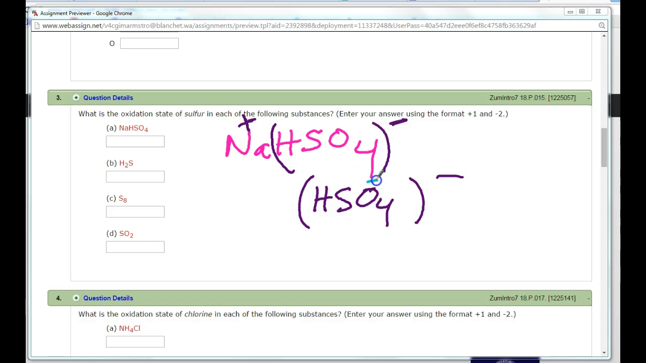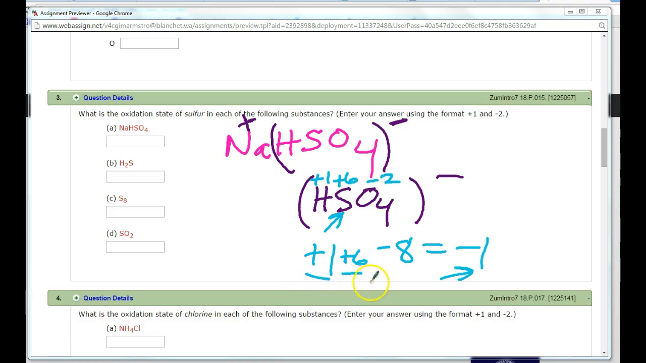We know that O is almost always a minus 2, so that's a minus 8. And that's a 1 minus. H is still a 1 plus, so we have a 1 plus. What must that S be to add up to a 1 minus? I think it must be a plus 6. So if we had plus 6 and a plus 6 and a plus 1, that would be a plus 7, and a minus 8, that would add up to a minus 1. So in this case, the S is a plus 6.